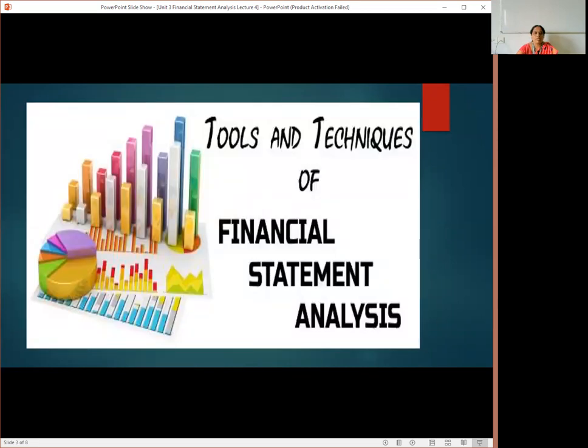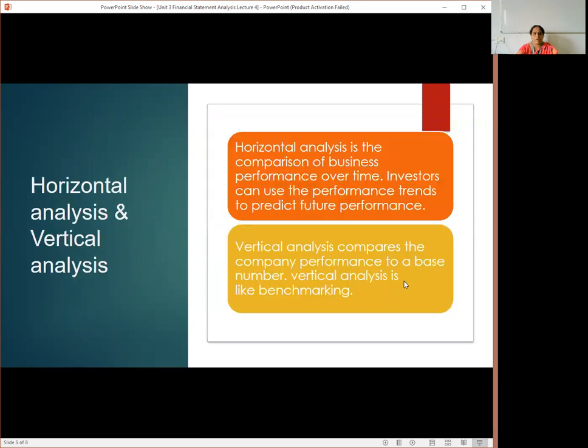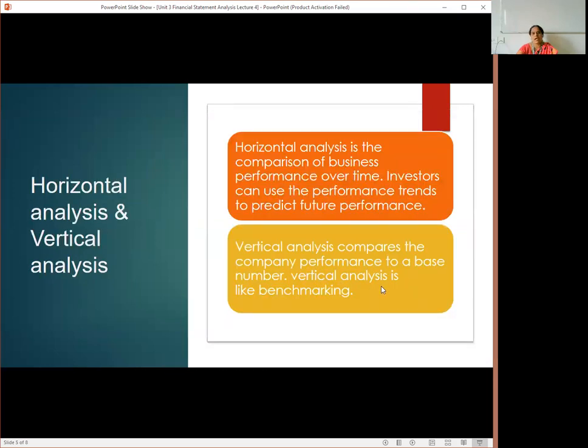Now let us go through the different tools and techniques of financial statement analysis. In other words, what are the different methods of financial statement analysis? There are three methods of financial statement analysis. One is horizontal analysis, we have vertical analysis, and we have ratio analysis. Each one of these tools gives the decision makers a little more information into how well the company is performing. Now let us look into the horizontal analysis and vertical analysis.